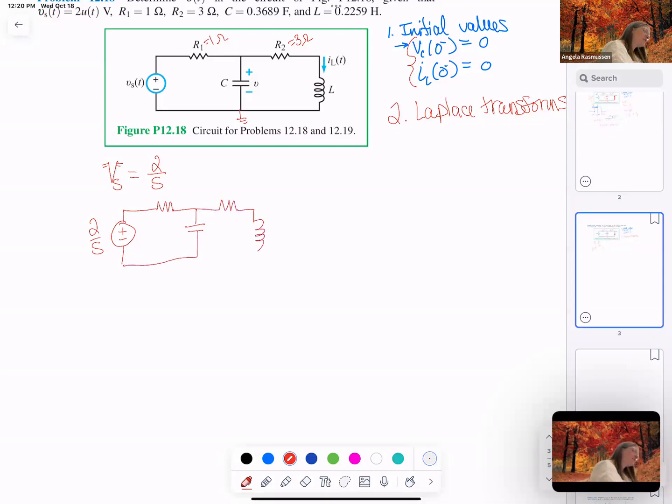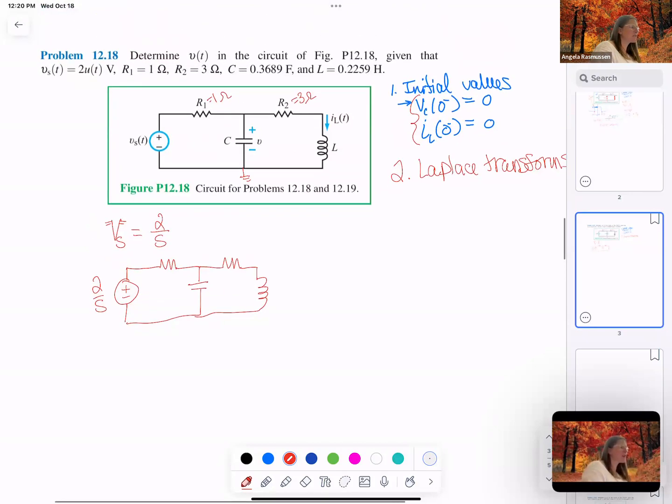All right, so go ahead and now work in small groups to solve this. You're trying to find V of t, which is across the capacitor. So that's what you're trying to solve for here.